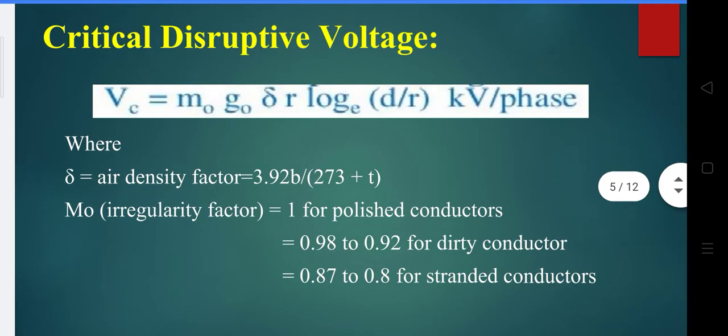Here the critical disruptive voltage Vc is equal to m naught g naught del r log e of d by r kilovolts per phase, where del is the air density factor, equal to 3.92 b by 273 plus t. M naught is the irregularity factor, which is equal to 1 for polished conductors. For dirty conductors it may vary from 0.98 to 0.92. For stranded conductors it may vary from 0.87 to 0.8.